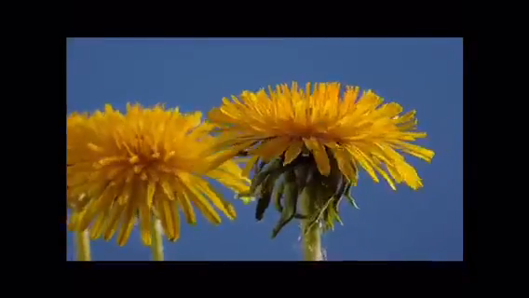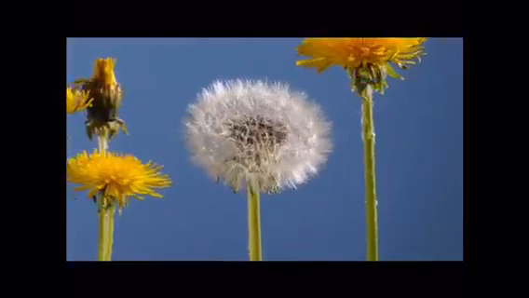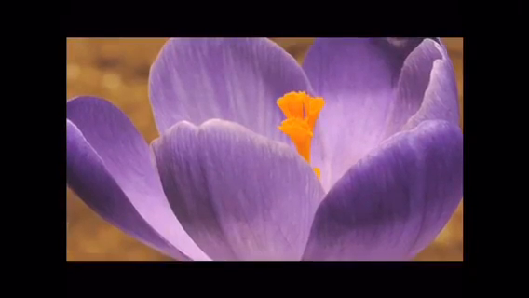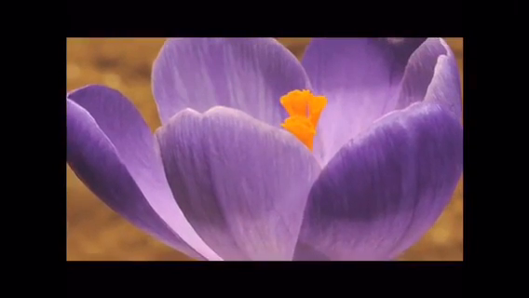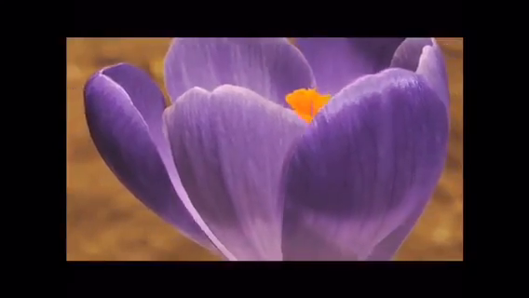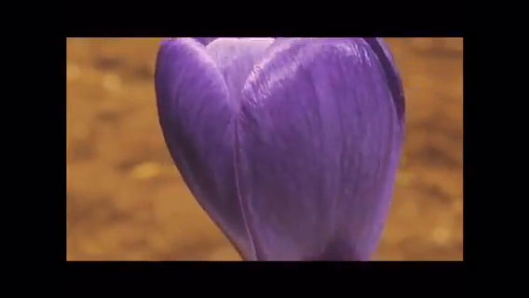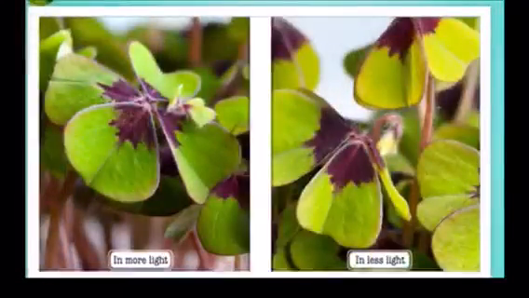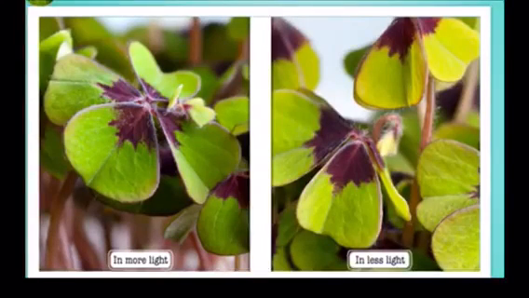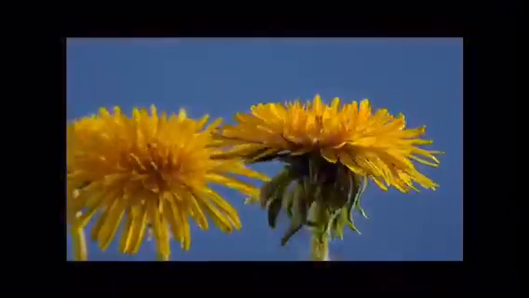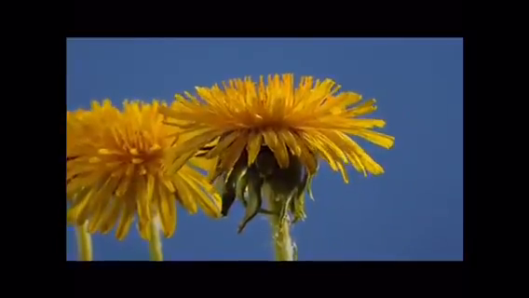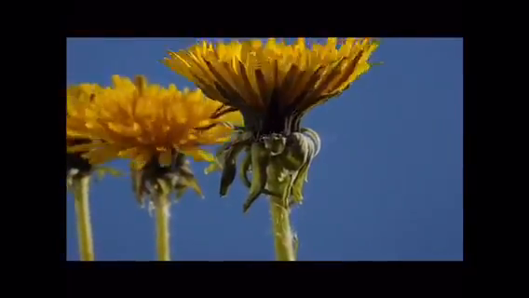For example, dandelion, tulip, and crocus are open during the day or part of the day and close at night. Leaf movements are mostly photonastic. Flower movements may be either photonastic or thermonastic. Many flowers open with a rise and close with a drop in temperature.